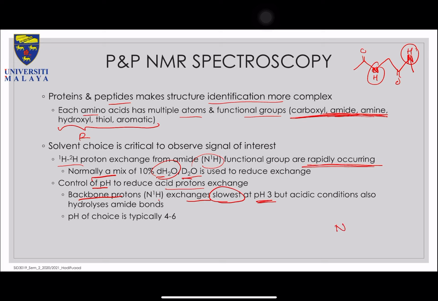It's a basic concept if you have an amine group. If you go to a lower pH, you will see an addition of protons. So it's a similar concept: at lower pH, the proton is still intact on the amine group or the amide group, so to say. But if you go too low, hydrolysis of the amide bond can occur. If you go very low, for example pH 0 or 1, instead of stopping the proton exchange, you will actually hydrolyze the amide bond. So the pH of choice is typically between 4 and 6 for your run.